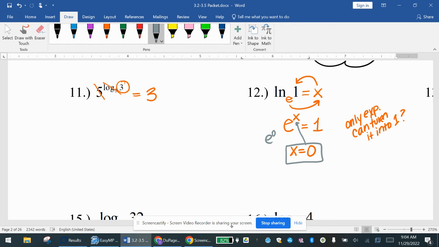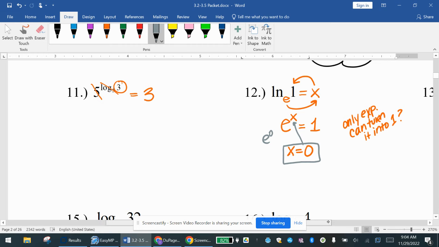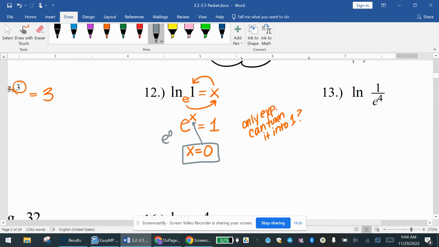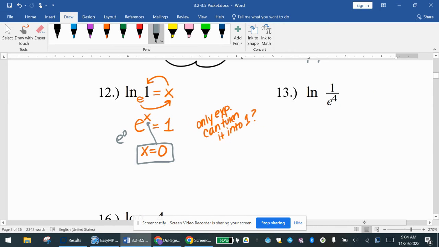Now, just so you know, the x was never there, right? We put the x there for our purposes, so technically the answer is just 0, not x equals 0, but I don't mind if you leave the x. Why did we put the x in number 12? Because by looking at it, the base did not match the argument.